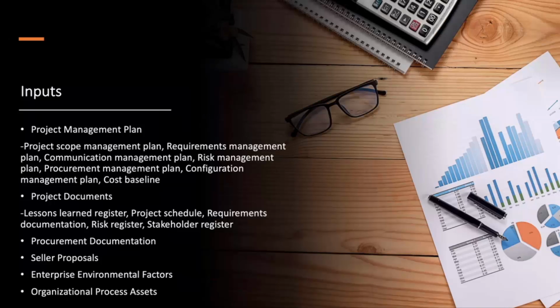Inputs. There are 6 different types of inputs in this process: project management plan, project documents, procurement documentation, seller proposals, enterprise environmental factors, and organizational process assets.